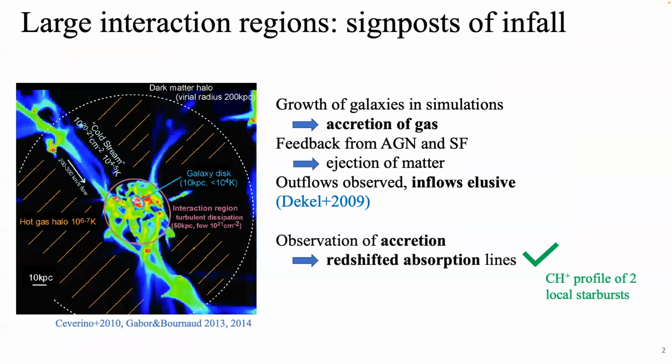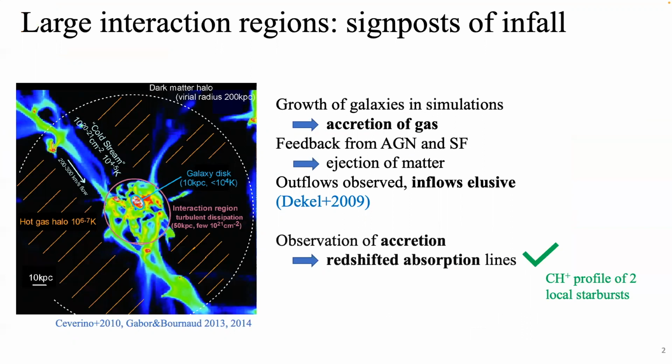Galaxies grow in simulations like this one that I show you here by accreting cold streams. And the momentum exchange between these cold streams and the rotating galaxy in the dark matter potential well can be so violent that a large turbulent interacting region can be created around the galaxy.